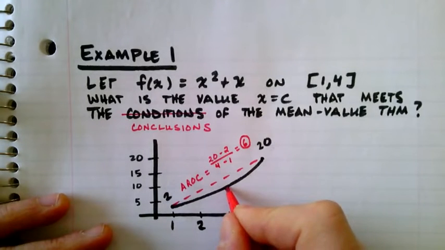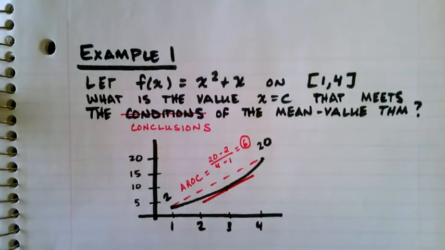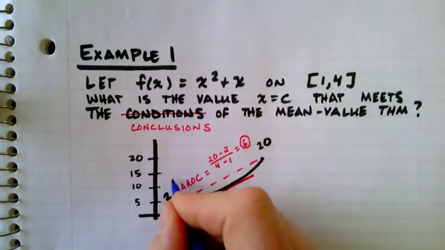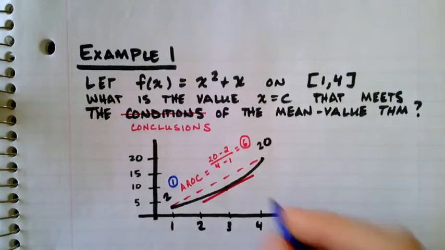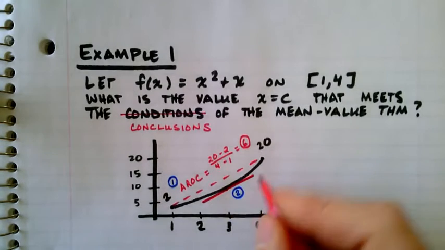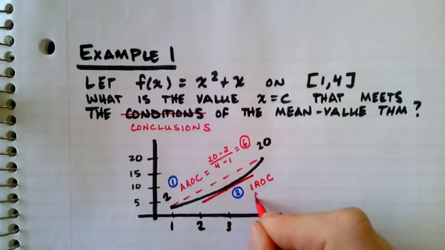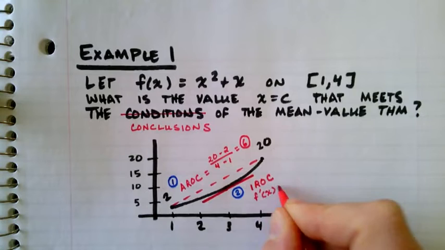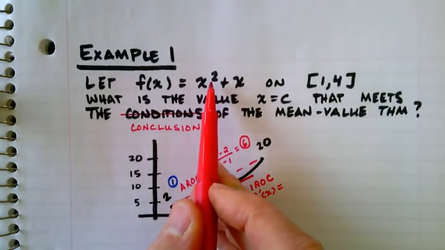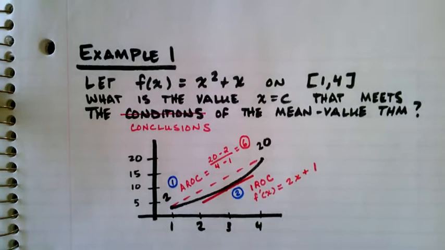Next thing is I'm going to estimate the point where the instantaneous rate of change, the slope, is the same as the average rate of change. So step number 1 was finding that average rate of change. Step number 2 is calculating an equation for the instantaneous rate of change, which is like saying, what is the derivative? Well, our derivative, or our rate function in this case, would be 2x plus 1.